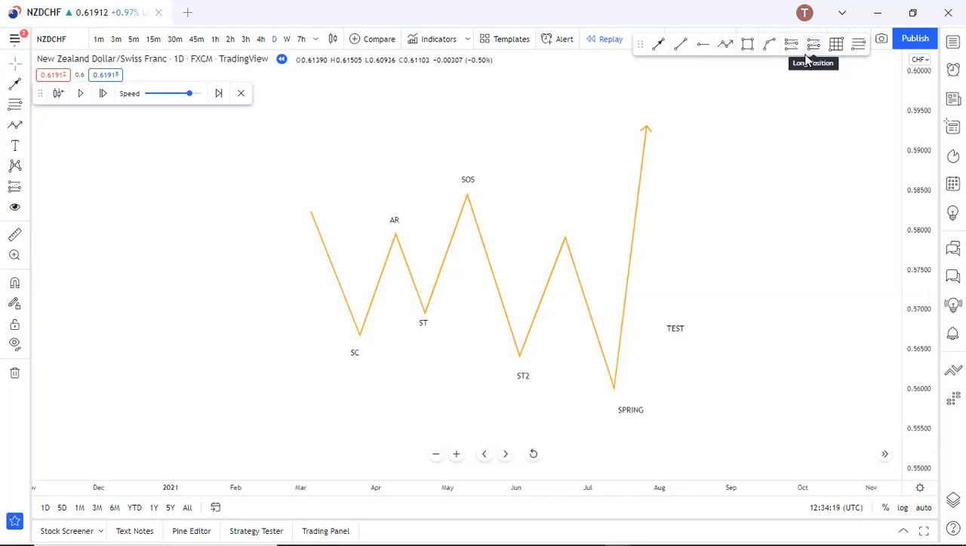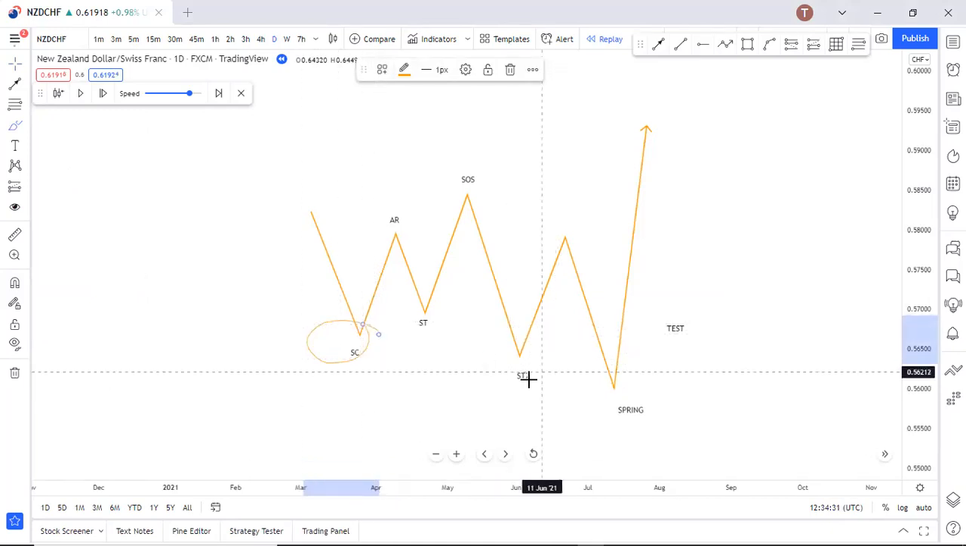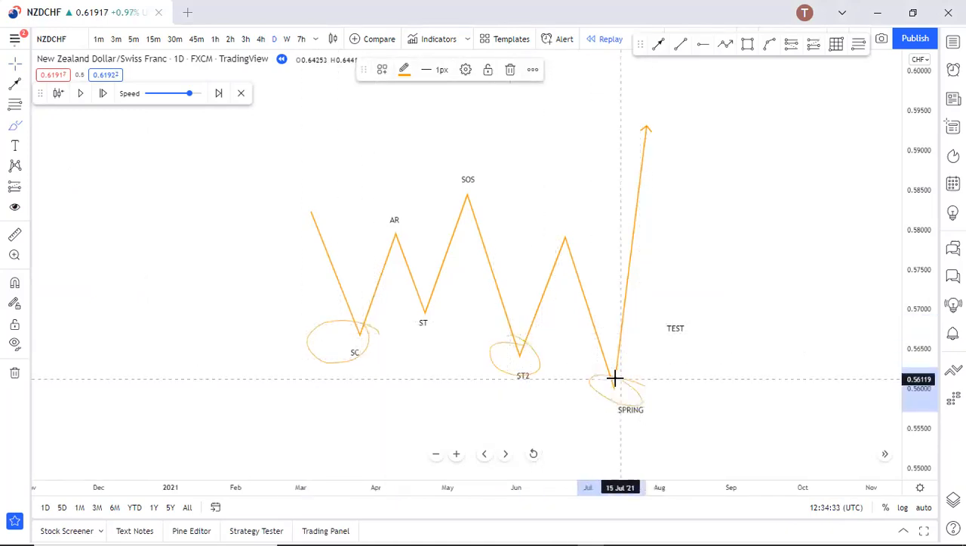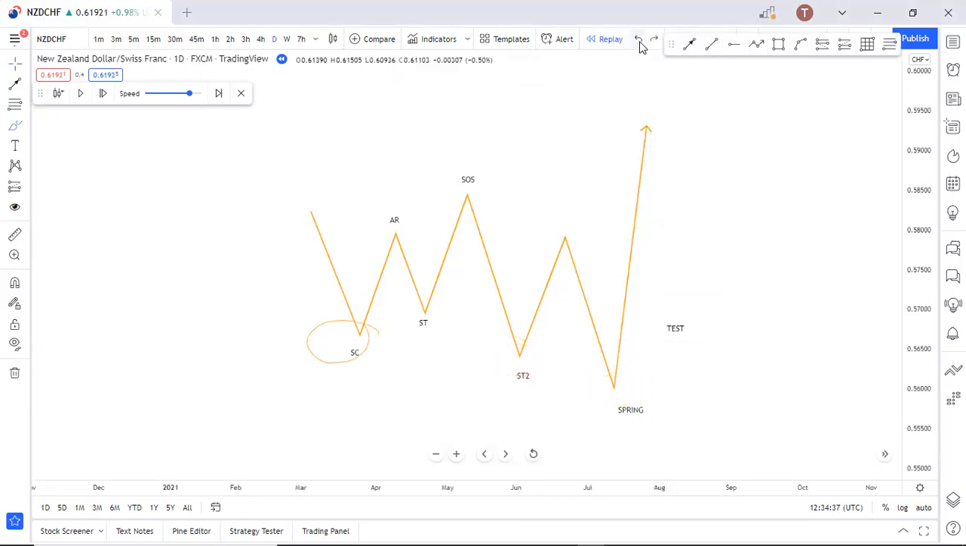So just like in the distribution schematics video, I said we need 3 drives up, but for accumulation schematics we need 3 drives down. That is, we need to see this low, this second low, and this third low, taking each other out. Okay, so in this schematics we also have some terms we use in Wyckoff.